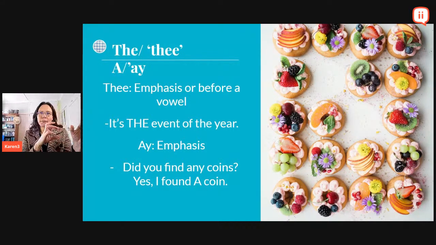Same with "a", all right? So "a". Now that's just how you say it. It's not how you spell it. So again, emphasis. Did you find any coins? Yes, I found a coin, but I'm not sure it's the kind of coin you wanted. It's a Roman coin, okay?